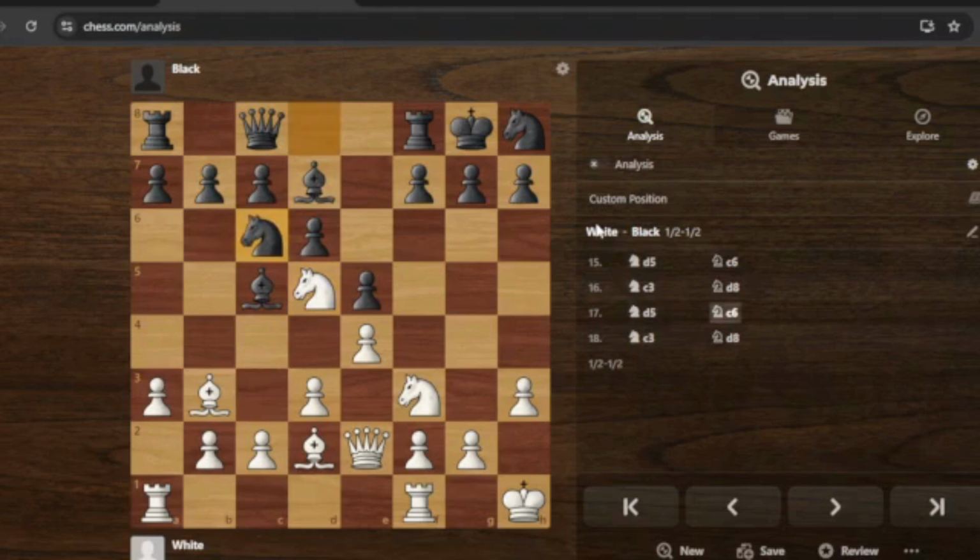Black again came. This repeated till the first position, this position, came the third time. Like this is the first time, second time, third time. So when a position comes the third time, it is a draw. It can also show here 1/2. So yeah, this is draw by repetition.